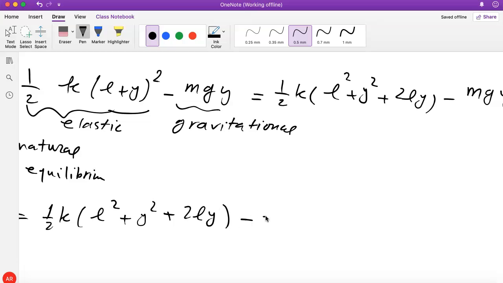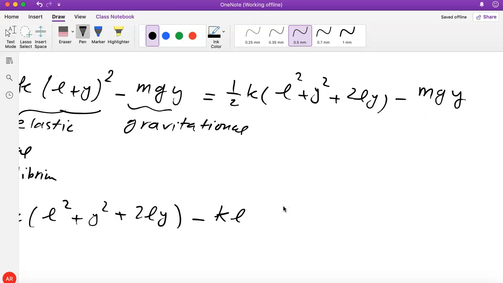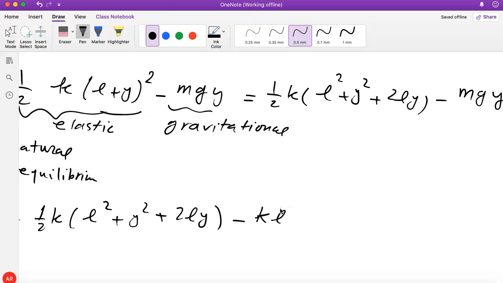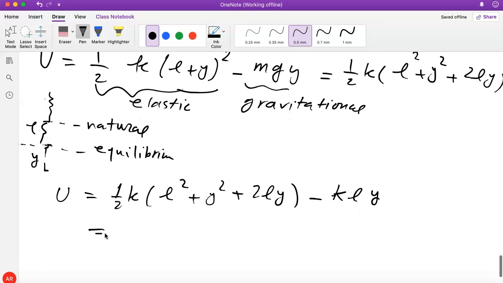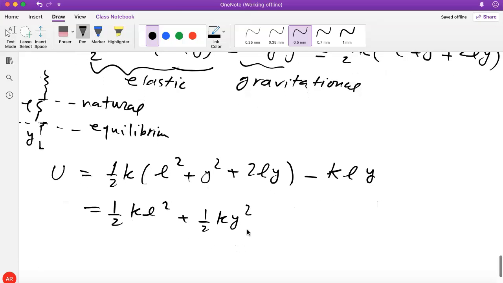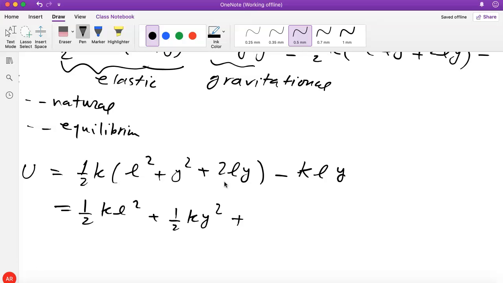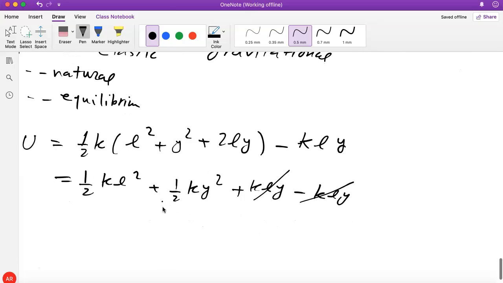minus kL y. So that's going to be 1/2 kL squared plus 1/2 ky squared, plus, the 1/2 cancels with the 2, we get plus kLy minus kLy. These two go away. So we're left with this, and then there's a constant.